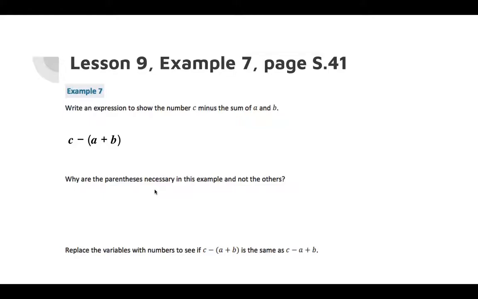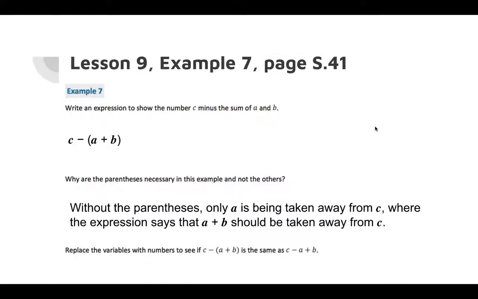Why are the parentheses necessary in this example and not the others? Without the parentheses, only a is being taken away from c, where the expression says that a plus b should be taken away from c, right? It tells us minus the sum of a and b, right? It didn't tell us c minus a plus b. It told us it was after the sum of that we're subtracting it, subtracting the sum of a and b from c.